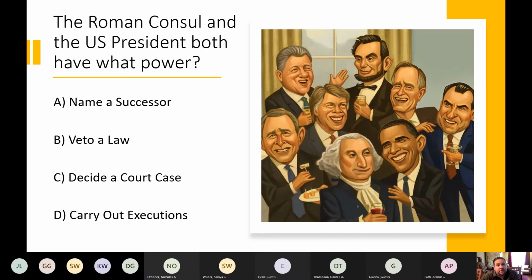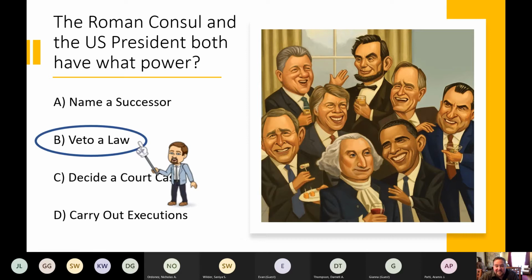The Roman Council and the US president both have what power? So it's not mentioned specifically. If you don't quite get this one, it's in your readings, but I don't mention it in the slides. So which one, they both have what power? David, what do you think? Okay, so he actually just texted me. I don't know if his microphone's not working, but he says B and he's correct. So thank you for that.